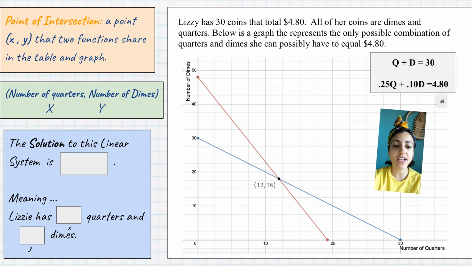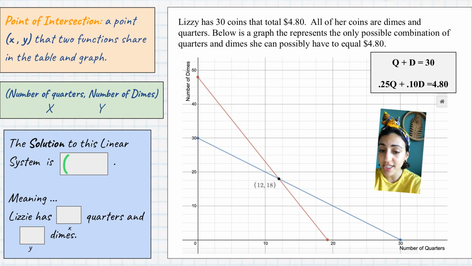And how did I get these lines? I modeled the scenario with these two equations, and I created the graphs for them. Okay, so let's think about what (12, 18) means. Remember, you always look at the horizontal axis first, so 12 is the number of quarters, and then you look at the vertical axis, so 18 is the number of dimes, and I have that listed over here. So we can write down that solution.